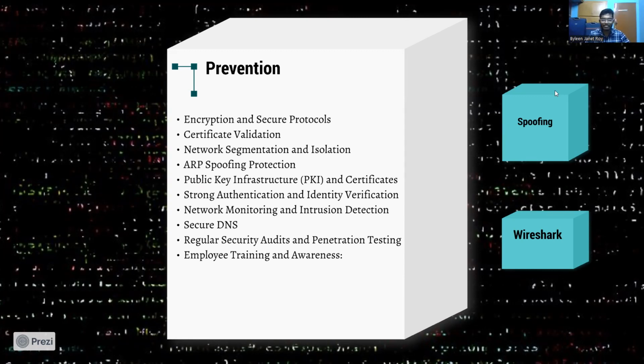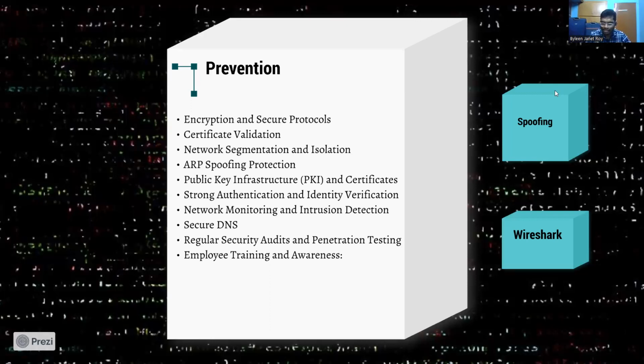Certificate validation. What is a certificate? We can use the concept of a digital certificate here, which can be generated by using a hash function. We computer science students might know what is meant by hash, right? Hash is nothing but a unique code generated by using a function called a hash function. That's it. And network segmentation isolation, ARP spoofing protection, public key infrastructure.